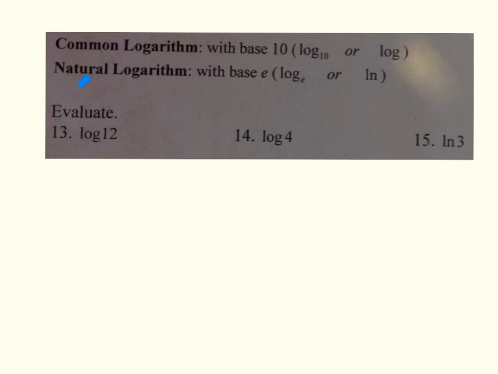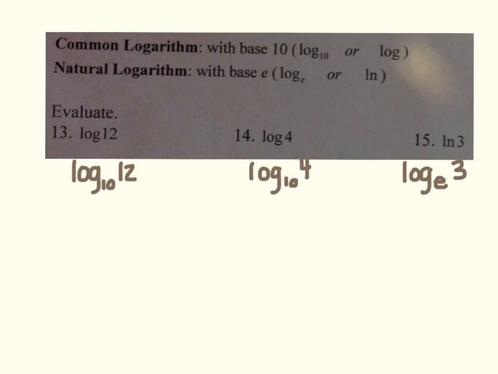The other one is called a natural logarithm. That has a base of e. Remember, we did e the past couple days. That means log base e, or I call it ln. So a lot of times I will actually take these and rewrite log base 10 of 12, just in case I'm trying to go to exponents. You don't have to. Remember, ln is log base e of 3.